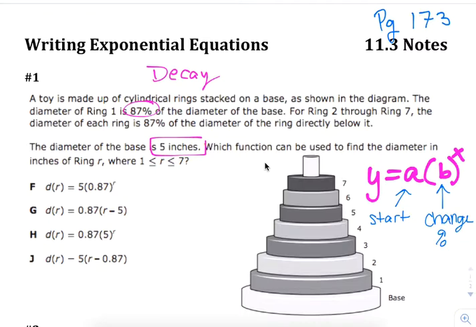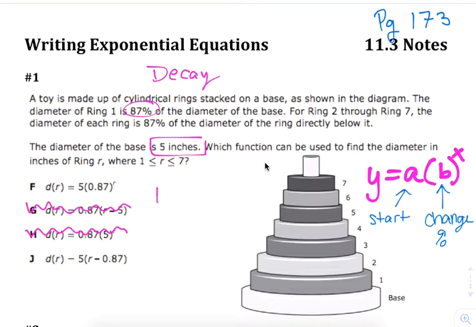So here's my question. What's the original? What's the starting value? What's the base? 5. Okay, so that means that we can cross off any of the answers that don't have an initial value of 5. All right, so our second setup is asking, well, 87%.